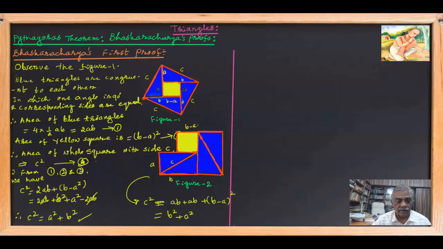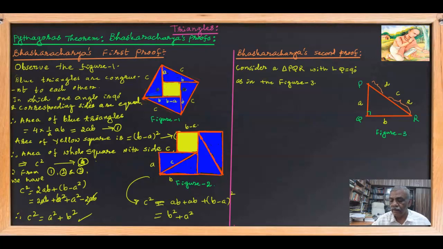And now you can see Bhaskaracharya's second proof. Here consider a triangle PQR with angle Q equal to 90 degrees, as in figure 3. Now draw QW perpendicular to PR and label the sides of this triangle. You can see here PQ is equal to A, QR is equal to B, PR is C, QW is equal to D, and WR is equal to E.